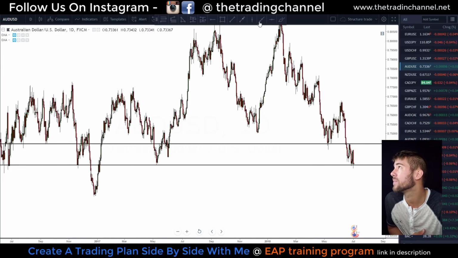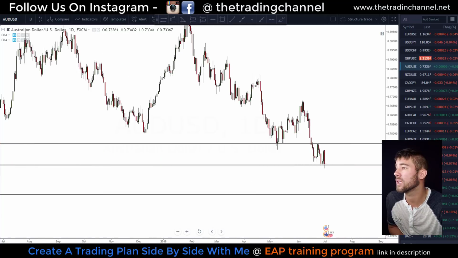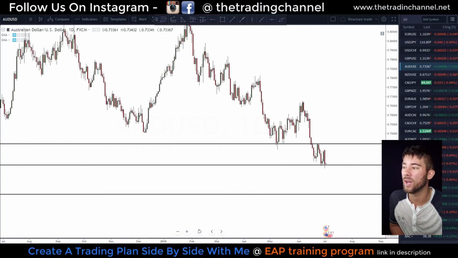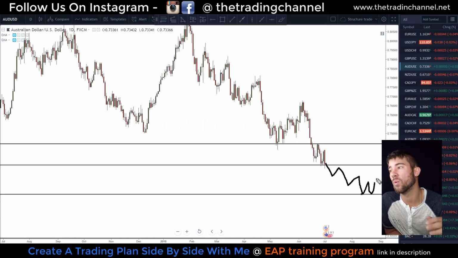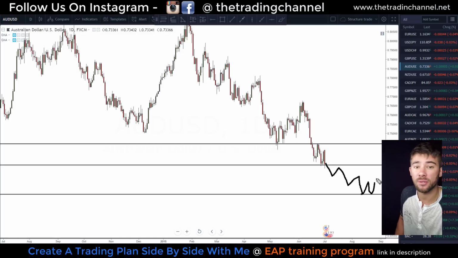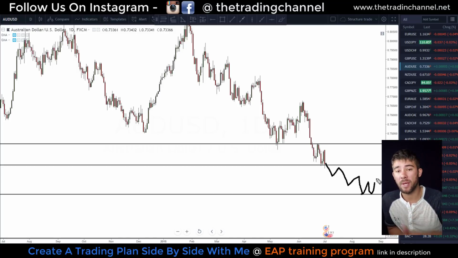If we look left, the next level we're going to be paying attention to for possible support out of this market is pretty low. It's 0.717 right down here. So until then, it's great opportunities to be looking for short trades down to that level at 0.7171, which will be the next counter trend level on the Aussie dollar that we pay attention to.